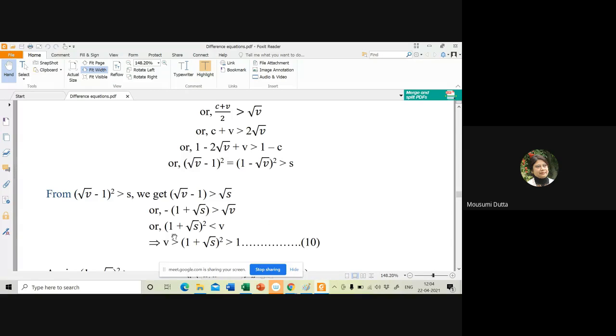First I am considering root V minus 1 whole square greater than S. Actually, I want to bring V in at the left and the rest of the things like this. So for the presentation purpose, one by one, I'll consider root V minus 1 whole square greater than S, and then 1 minus root V whole square greater than S. If I consider root V minus 1 whole square greater than S, we get root V minus 1 greater than root S. And from there, please check whether we are getting V greater than 1 plus root S whole square greater than 1. Please do the steps, and if anyone has any question, please ask me regarding equation number 10.